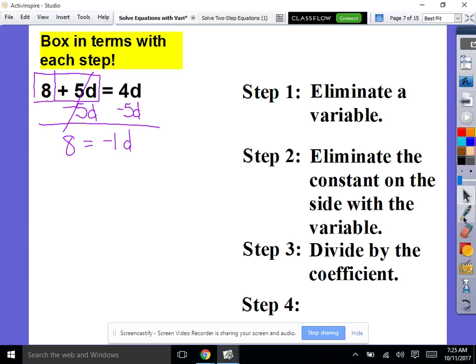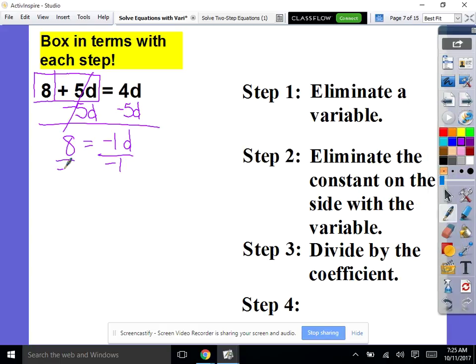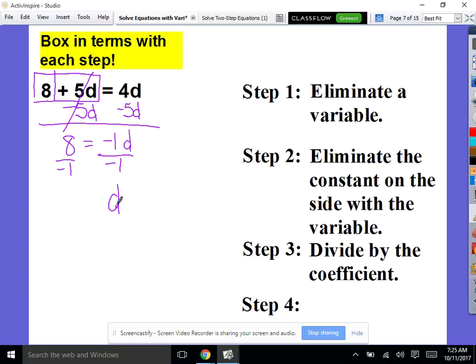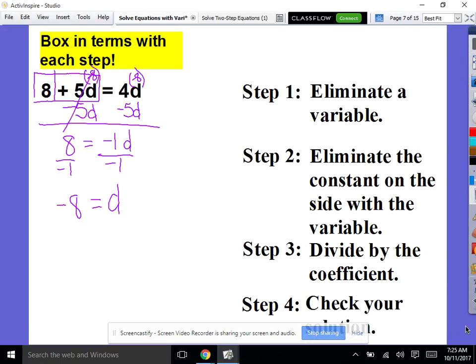Divide by the coefficient. Well, our coefficient is negative 1. So that gives us d equals negative 8. I'm going to put that back in. So 8 minus 40 equals negative 32. We have to put that in for d on both of those. And that is step 4, to check your solution.